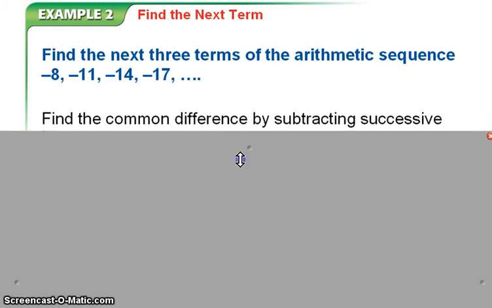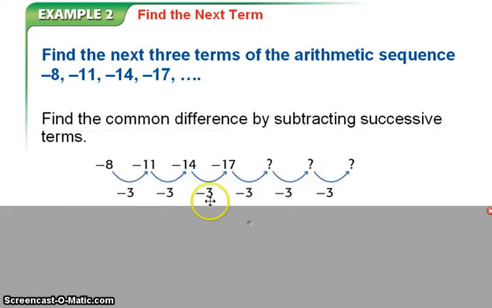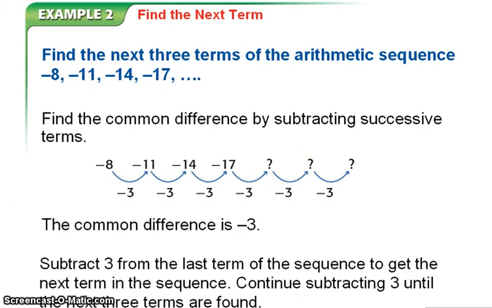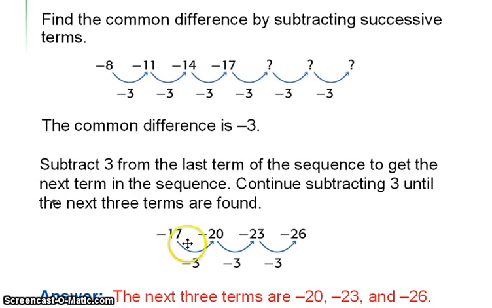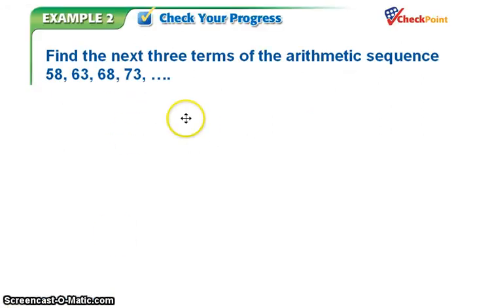The next skill that they're going to ask us to do is find the next 3 terms. Again, you're just going to work off of what you did last time. You need to find the common difference, and once you know your common difference, then you can find the next 3. So you're going to take -17, and you're going to subtract 3 more, then take that and subtract 3 more. Since the common difference is -3, you're just going to keep going with that pattern. So your next 3 terms would be -20, -23, and -26. But you have to find that common difference.